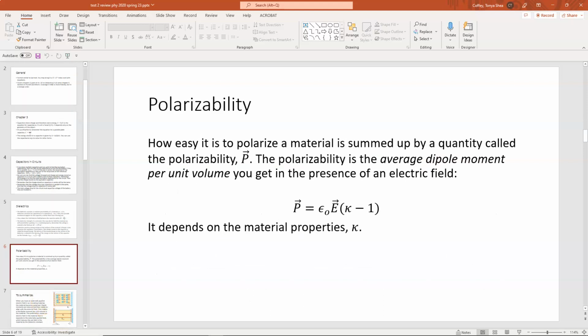We talked about the polarizability in an online lecture. That was one of those flip days when I wasn't there. How easy it is to polarize this material is summed up by a quantity called the polarizability, which is a vector P. The polarizability is the average dipole moment per unit volume that you get in the presence of an electric field. It can be written P is equal to epsilon naught E times kappa minus 1. So you can see that it depends upon the material properties because it's dependent upon kappa, which depends on the material. Kappa changes for different materials.